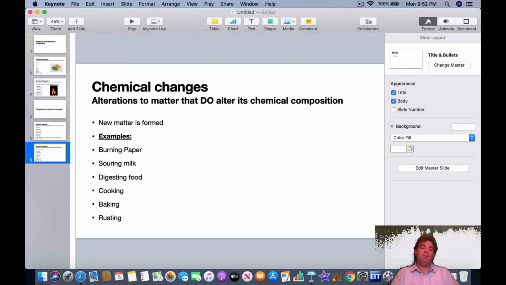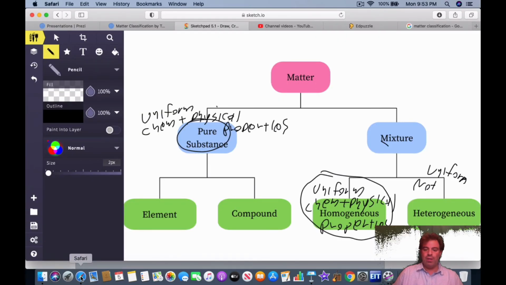So, as you can see, chemical and physical changes are very different than chemical and physical properties. Properties are characteristics, changes are alterations that are based on chemical alteration or not. So now, going back to our matter classification, which is right over here, we have to now see where, for example, these take place.